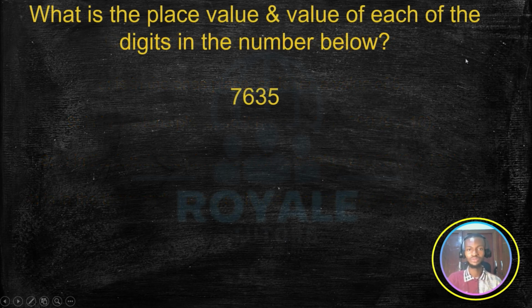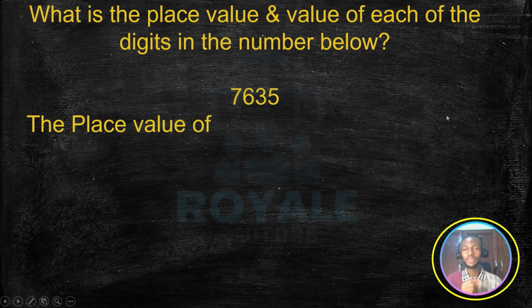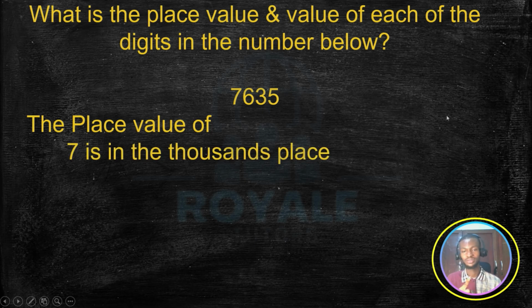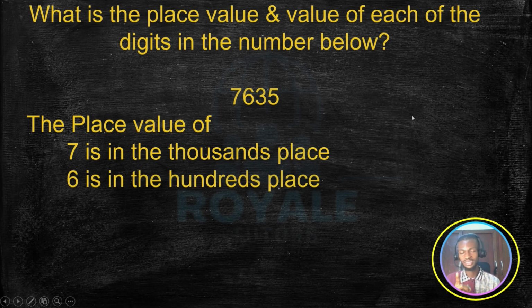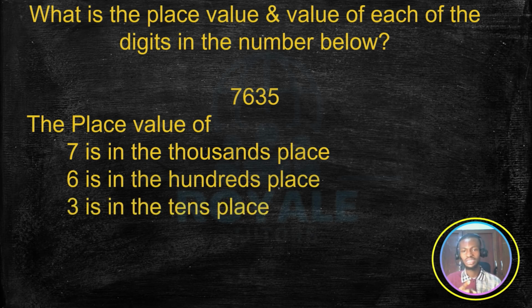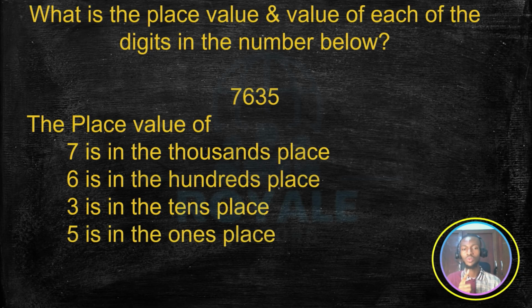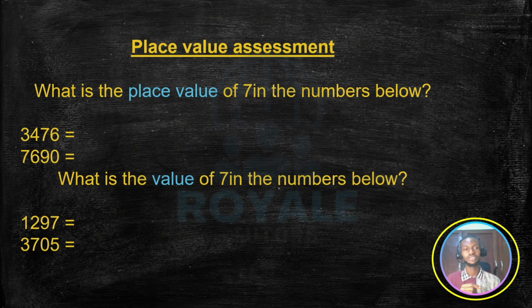What is the place value and value of each digit in this number? In the number below, we have the place value and the value of each digit in the number. Can we look at it together? Let's go. So 7 is in the thousands place, as we can see. Then 6 is in the hundreds place. Then 3 is in the tens place. And 5 is in the ones place, as you can see.